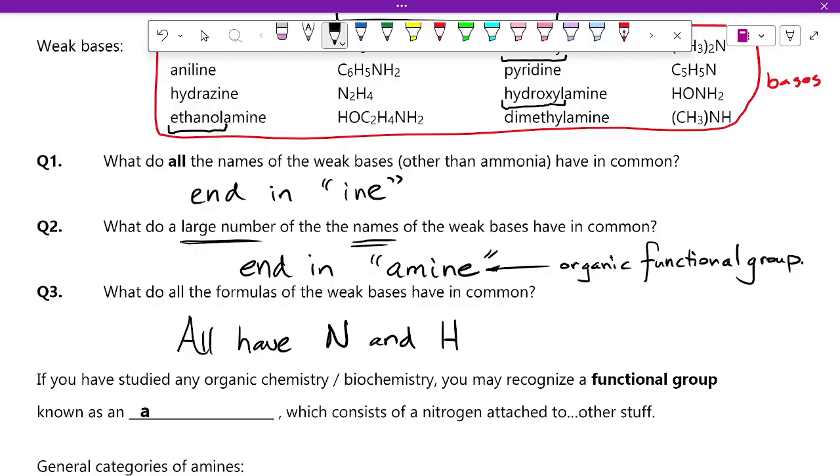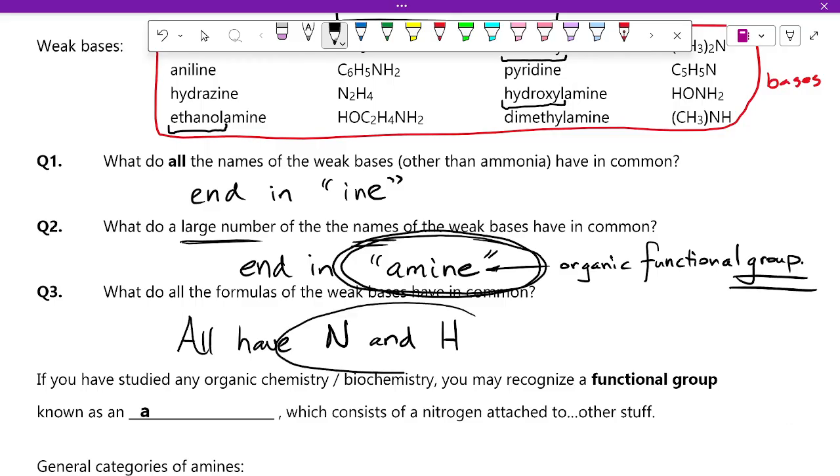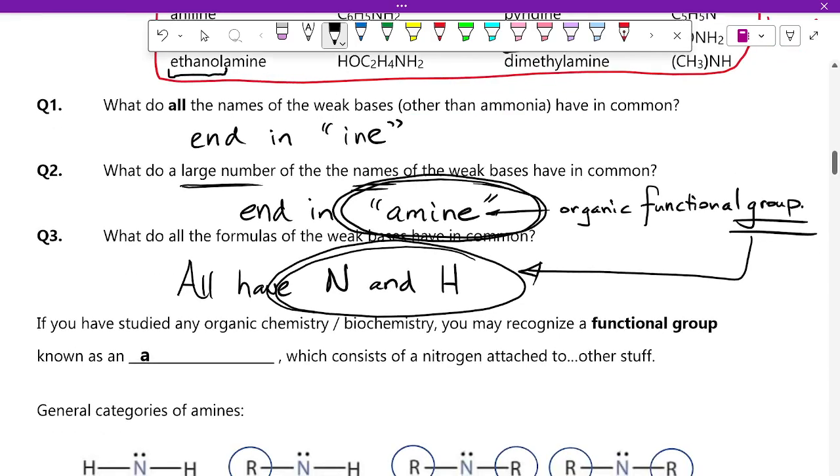And do you know what an amine is? It is a functional group that contains N and H. Okay? So this functional group is called an amine. And you may have heard of this in amino acids. Amino acids contain amine groups, and they also contain a carboxylic acid group. So if you've been taking biology, that might sound familiar to you.